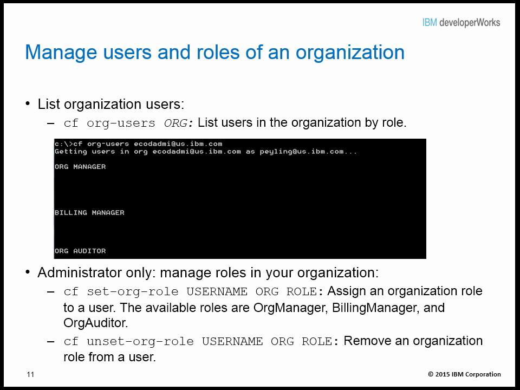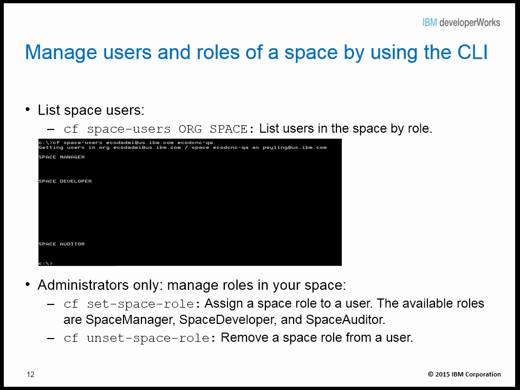Some commands for managing roles, which are for admin only, are cf set-org-role. You can assign an organization role to a user. The available roles are org manager, billing manager, and org auditor. cf unset-org-role removes an organization role from a user. cf set-space-role assigns a space role to a user. The available roles are space manager, space developer, and space auditor. And finally, cf unset-space-role, which removes a space role from a user.